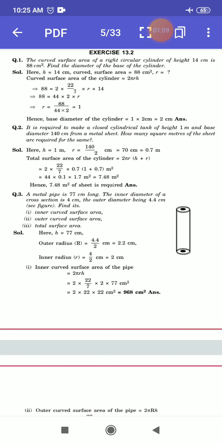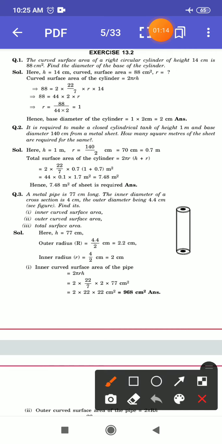Here the first question is: the curved surface area of a right circular cylinder of height 14 centimeter is 88 centimeter square. So here the curved surface area is given. So what is the meaning of curved surface area?